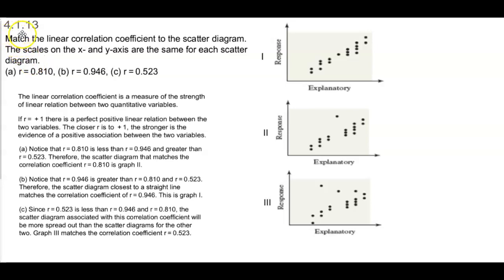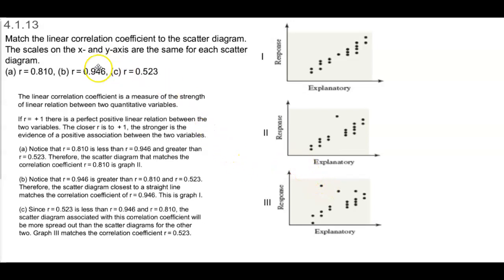In section 4.1.13, we want to match the linear correlation coefficient to the scatter diagram. And the scales on the x and y axis are the same for each scatter diagram. So for the first one, we have our explanatory variable and our response variable for all three. And you can see how each particular graph isn't the same.